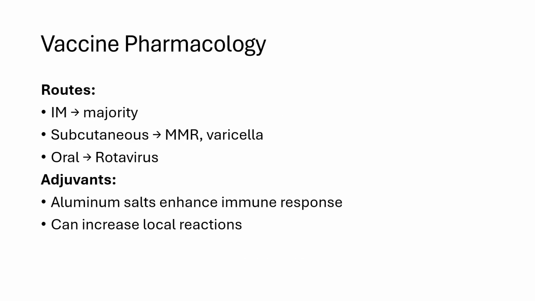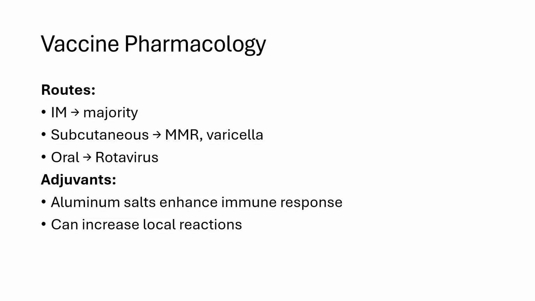So looking at the routes of administration for vaccines, most vaccines are going to be given intramuscularly. So flu, Tdap would be examples. These are injected into the muscle. Sub-Q would be used for MMR, varicella, so injected a little more superficially into the fat layer under the skin. And then oral medications, for example, rotavirus, can be swallowed as a liquid dose.